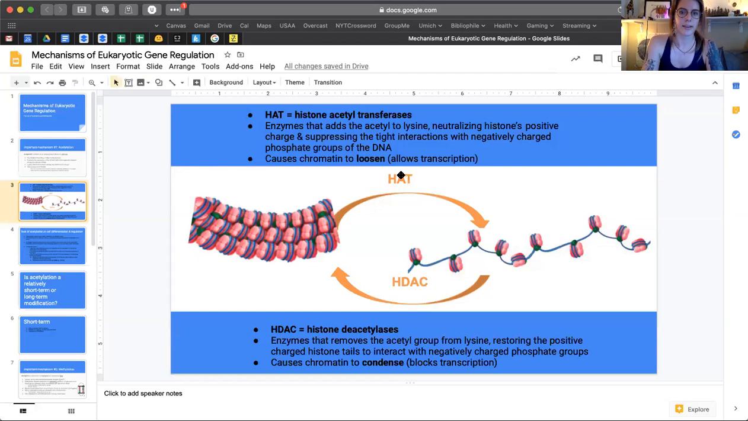So again, here's just a slide that shows the different types of enzymes that you can use to achieve this. So HAT, which stands for histone acetyltransferases, that's going to be the thing that adds the acetyl to the lysine, which is going to cause this structure to open up. And then HDAC, histone deacetylases, is just going to reverse that process, remove that acetyl group. That positive charge is going to be restored, and then the histones are going to want to interact with that phosphate group again, causing this structure to reform.